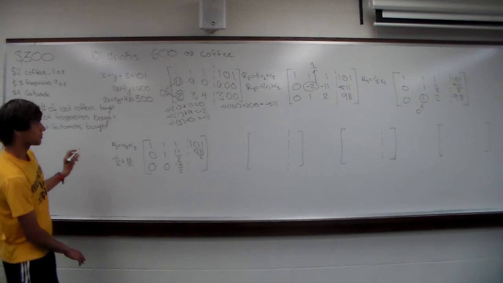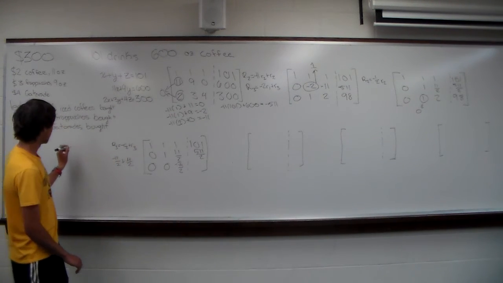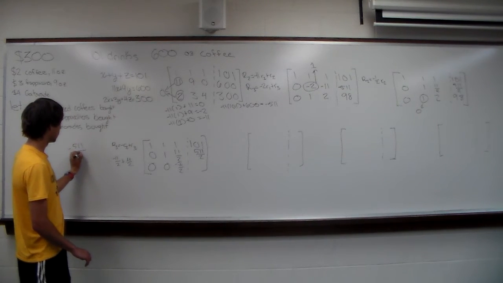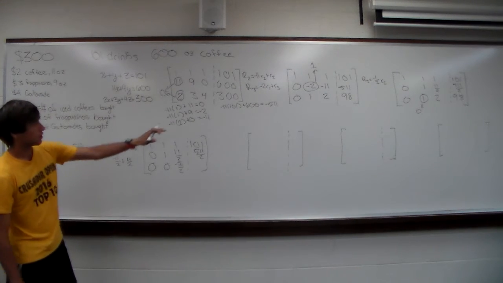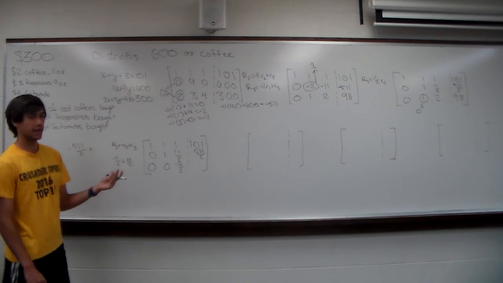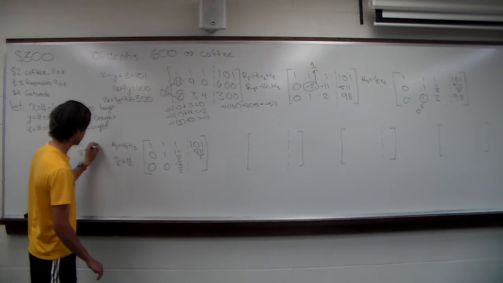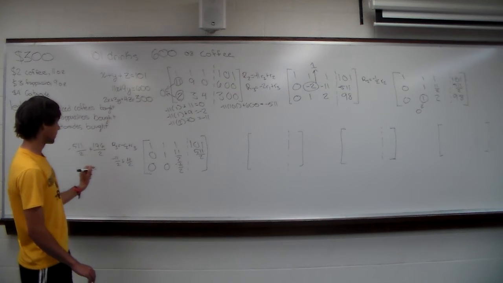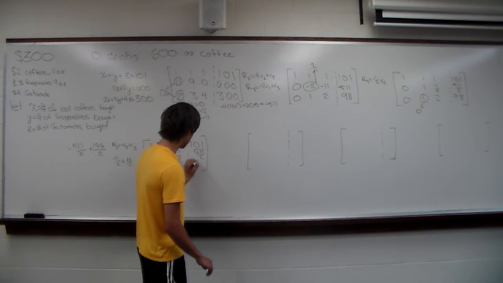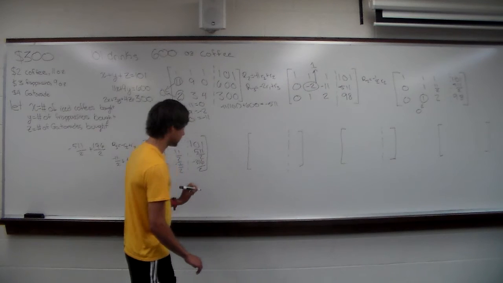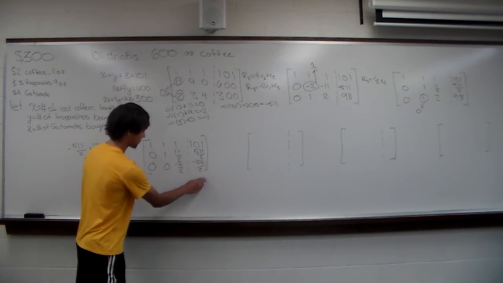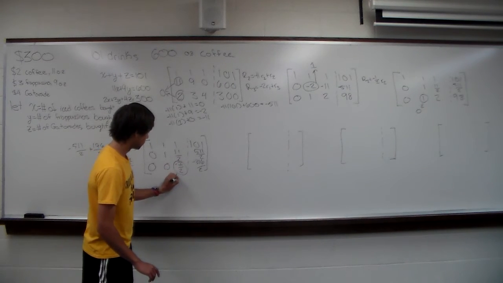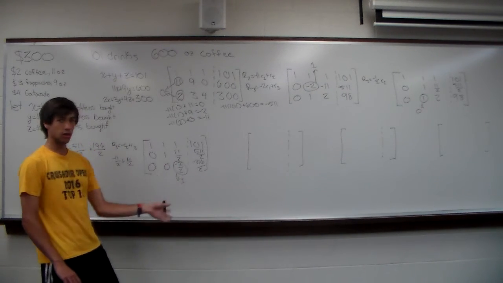And this one's a little bit trickier. If you have a calculator, that might help. But we're going to take negative 511 over 2 plus 98. We want to write that as a fraction over 2, so that'll be 196 over 2. And then we add those together, and that gives us negative 316 over 2.